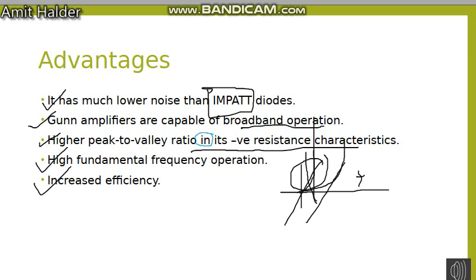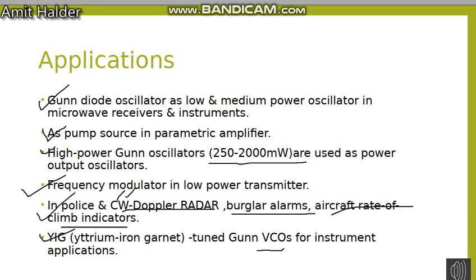So what are the advantages? It has much lower noise than impact diodes. Gunn amplifiers are capable of broadband operation, higher peak to valley ratio in its negative resistance characteristics, high fundamental frequency operation, and increased efficiency.